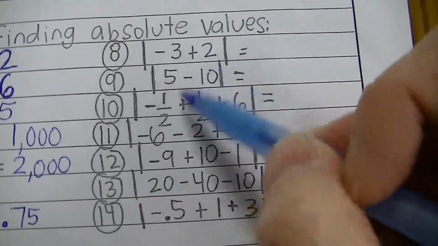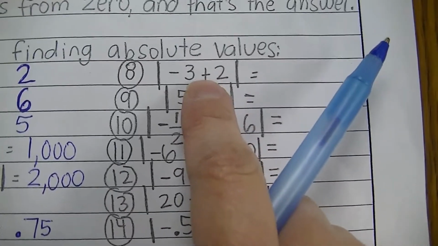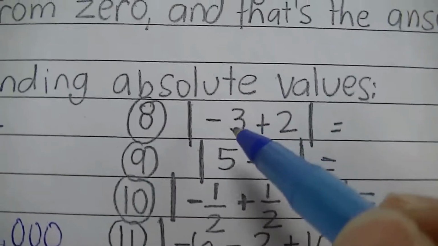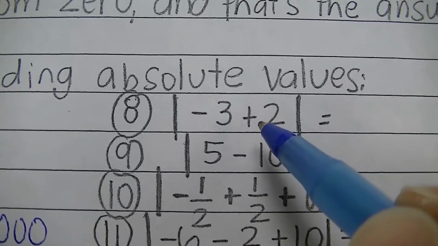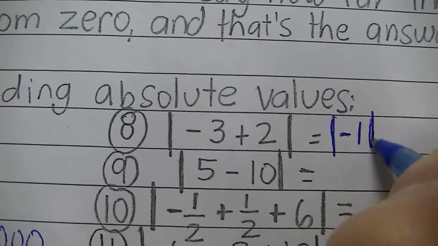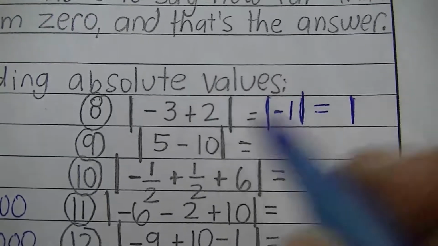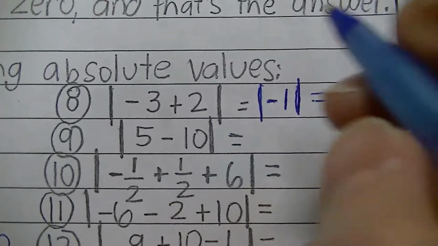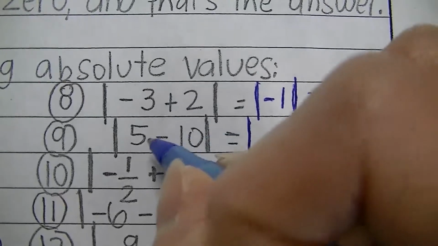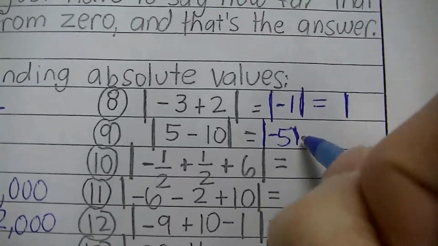Alright, sometimes you'll have operations in here, okay? And when you have operations in there, you want to do what's inside of it, and then find the absolute value. So when I see -3 plus 2, that's -1, so this is really the absolute value of -1. And the absolute value of -1 is 1, because it's 1 unit away from 0. Okay? I have 5 minus 10 right here, so it's really the absolute value of -5. The absolute value of -5 is 5. It's 5 units away from 0.